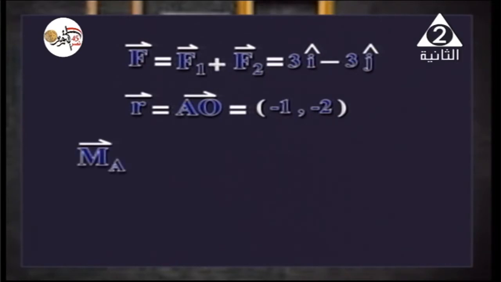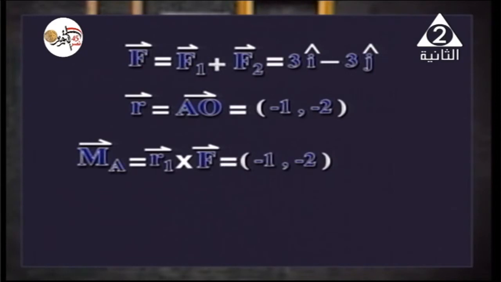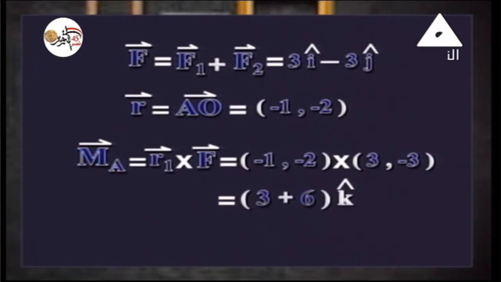Moment about A is the R vector cross the F vector. By using vector multiplication, (-1, -2) is the R vector, cross (3, -3), which are the components of the force F. Therefore, negative 1 times negative 3 is 3, minus negative 2 times 3, which is positive 6. The answer is 9k vector, where k is the unit vector of moment about A.